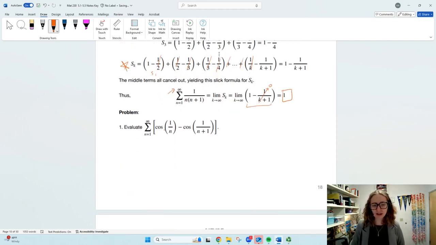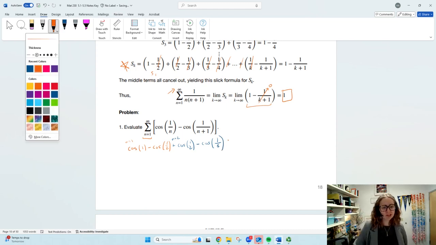So for example here, the easiest way to start to write this out is by plugging in n equals 1, and then we'll plug in 2, we'll plug in 3. If I plug in 1 here, I'll have cosine of 1, so this is my n equals 1 term, minus cosine of, when I plug in 1 here, 1 over 1 plus 1, so cosine of 1/2. Okay, now I'm going to plug in n equals 2. So I'm plugging in 2 to the first part, I'll have cosine of 1/2 minus cosine of 1 over, and then 2 plus 1 is 3.